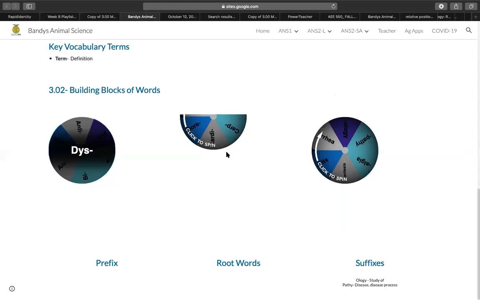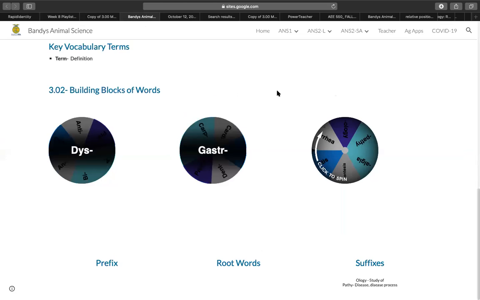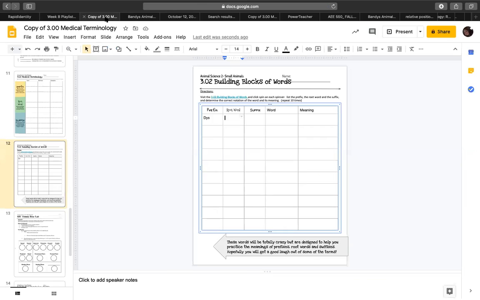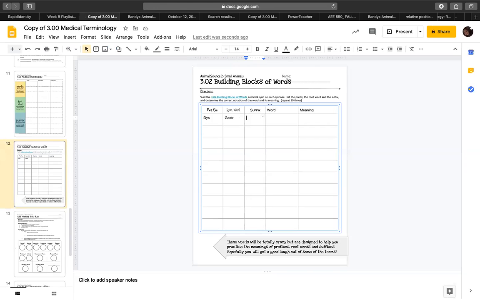You'll go to your root word. Gastra or GASTR. And then your suffix, which is RIA. So your suffix would be RIA. So then you're going to combine that into a word. All right, so dysgastria.